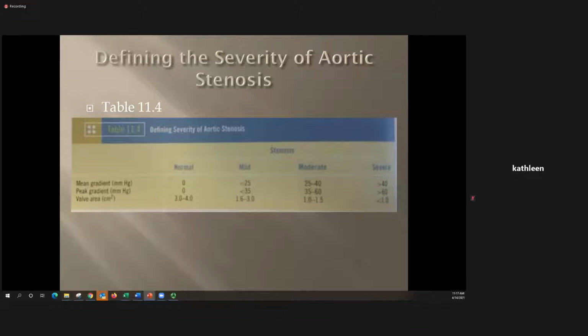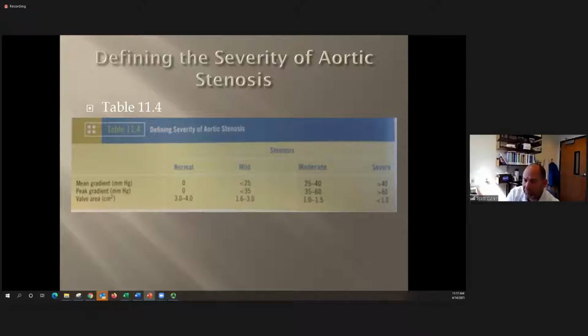Thank you. Yep. So definitions. If you look on the ASE documents, there are a ton of charts nowadays because they differentiate between gender and even race at times, because different races and different genders just have different sizes of valves and normal values for those individuals. This is a very, very generic one, inclusive of all people basically. And so we have the mean gradient, the peak gradient, and the valve area.